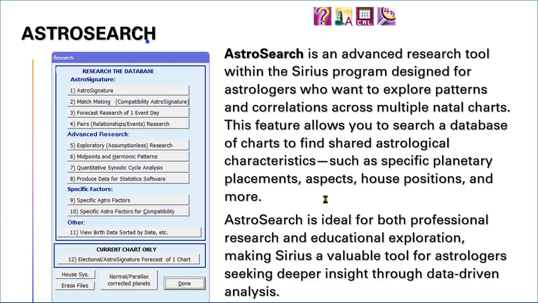Okay, so this is the very big part within the program. See, these are the things that you can do within the Astrosearch. We have the Astro signature, matchmaking, compatibility, forecast, research of one event, pairs, relationship, exploratory assumptions list research, midpoints and harmonic patterns, qualitative synodic cycle analysis, produce data for statistics software, specific astrofactors, specific astrofactors for compatibility, view birth data sorted by date, electional astrosignature, forecast for one chart. Okay, so I'm going to be showing you this within the program now.